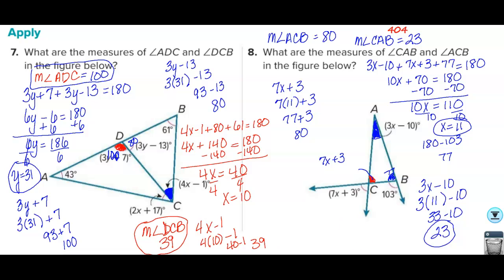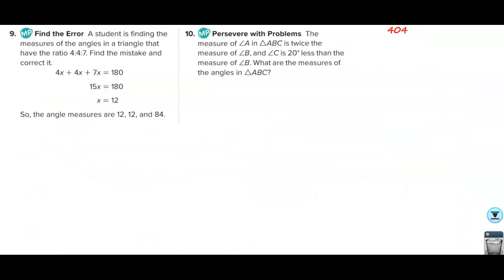This is a lot. I know. I'm looking at this page going, oh my gosh, look at all this math work. I promise these will not be on a test, only on the practice.